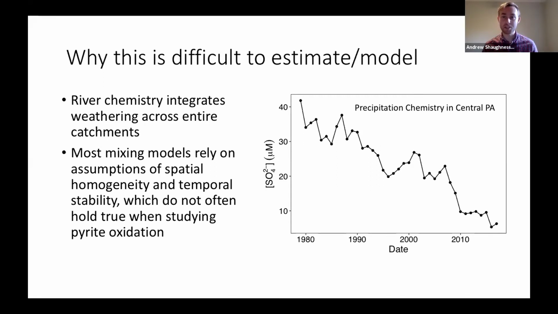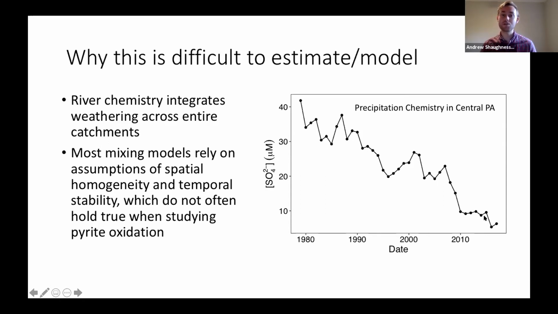And as I'm going to show you here in the East Coast, where I am and where Shale Hills is located, neither of those two assumptions are usually true. For example, here in this plot, we're looking at the sulfate concentration in rain over time here in central Pennsylvania. And we see that there's been this long-standing decrease in sulfate concentration.